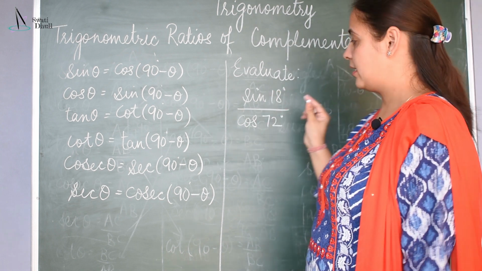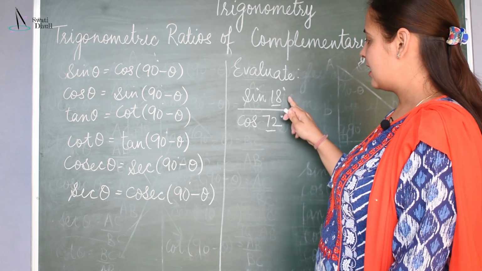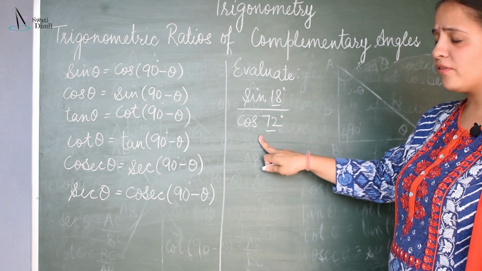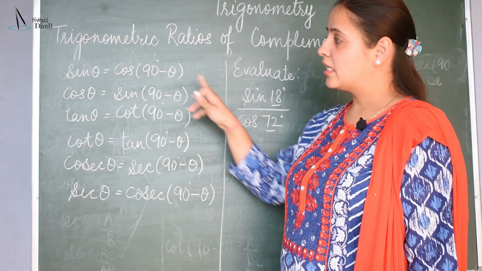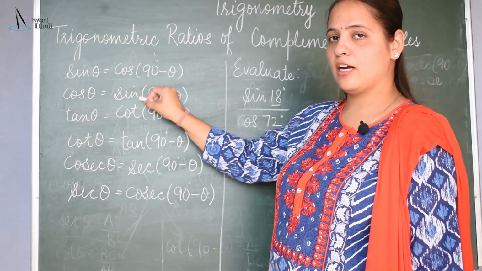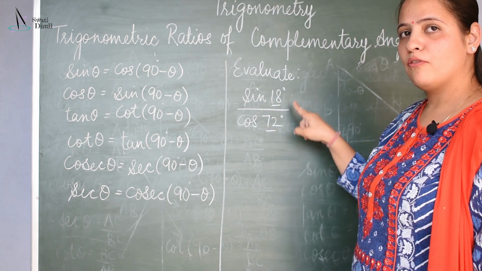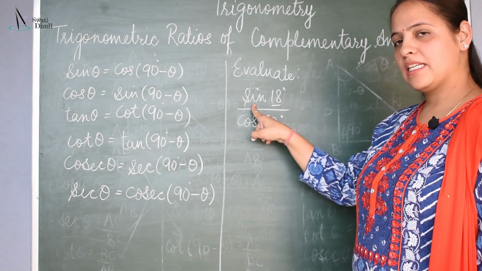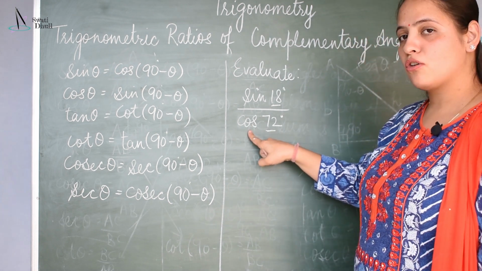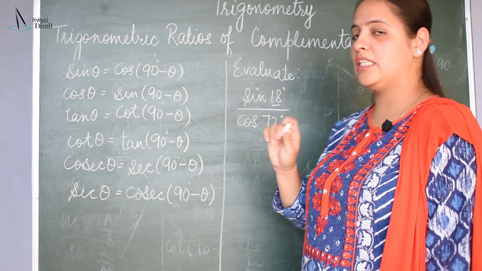How we'll use? Look here. The sum of these two angles, that is 18 degree plus 72, becomes 90 degree. So I can use t ratios of complementary angles, because sine and cos are complement to each other. I will make either one of them the same as the other: if this is sine, I can make this also a sine function, and if this is cos, I can make the numerator a cos function.